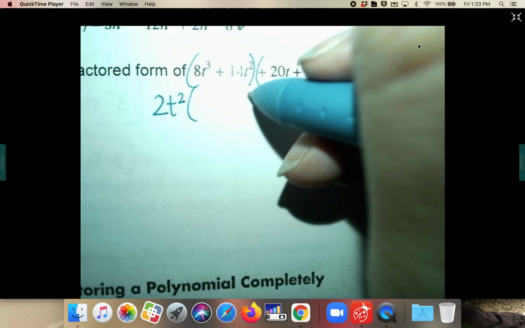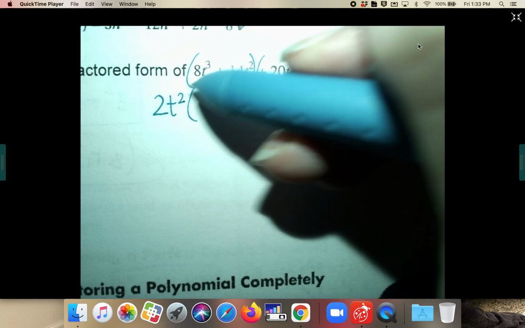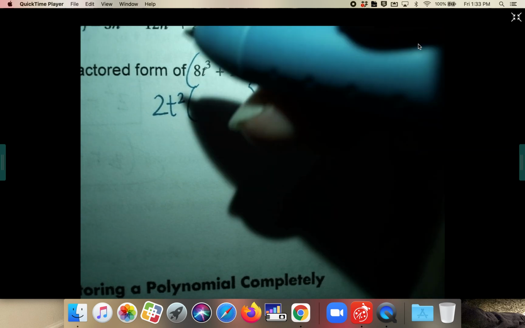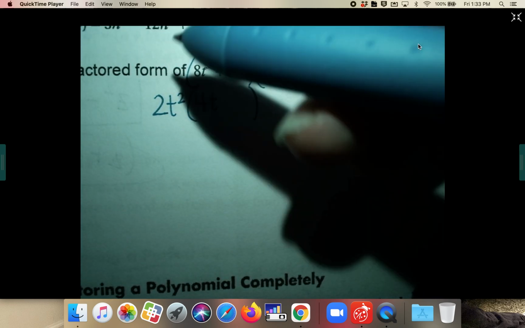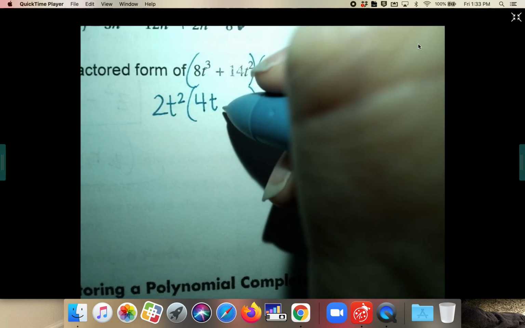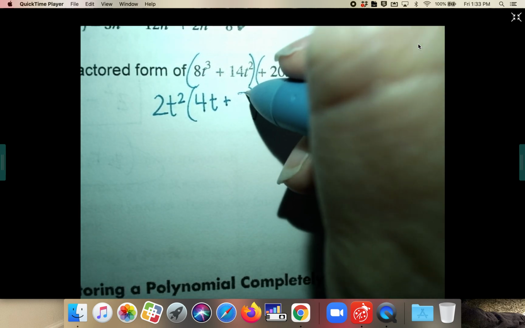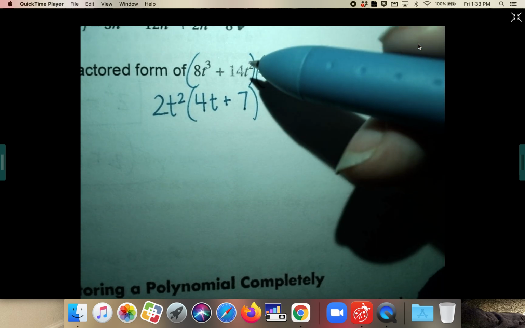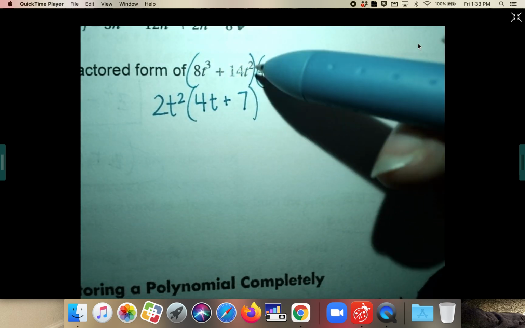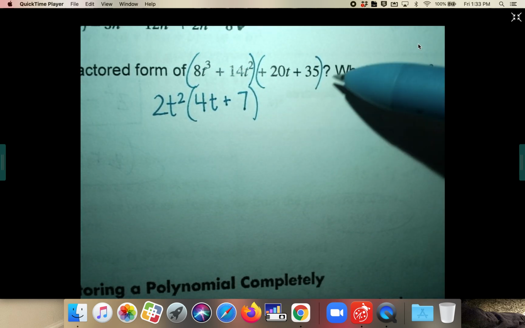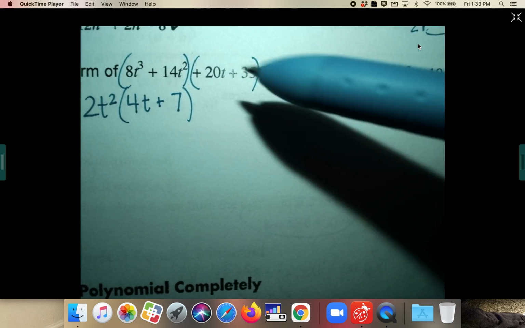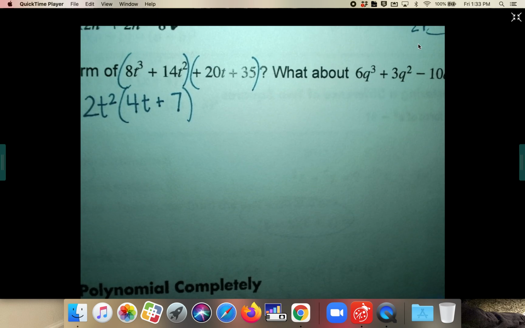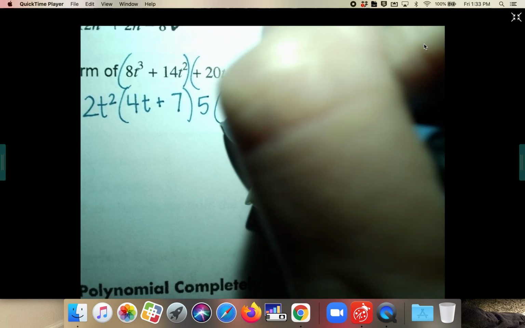All right, and then we're going to reverse distribute this. So 2t squared times 4t would give us that 8t to the third. And then 2t squared times 7 would give us 14t squared because the t squared comes over with that. So that one's done. Okay, now let's just look at our second group, 20t plus 35. What can you pull out as the greatest common factor? I think it's just 5. 5 divides out of both of those.